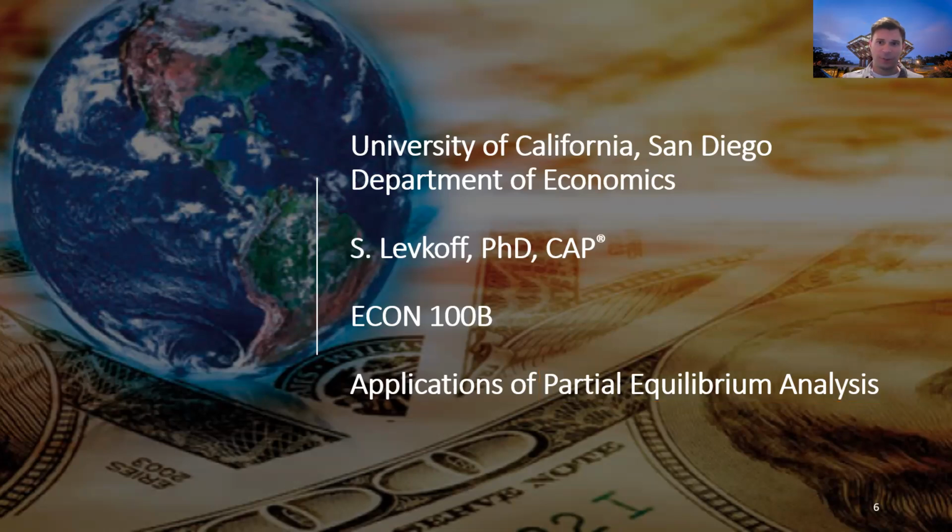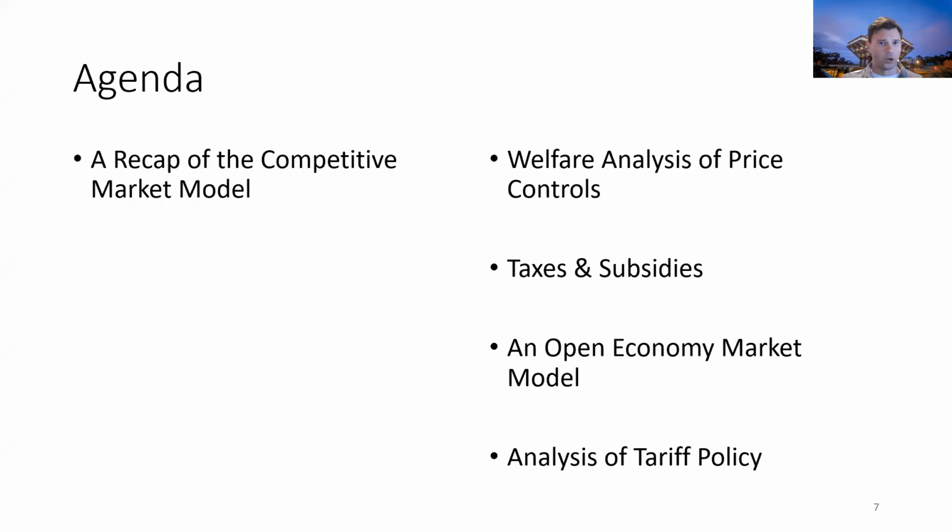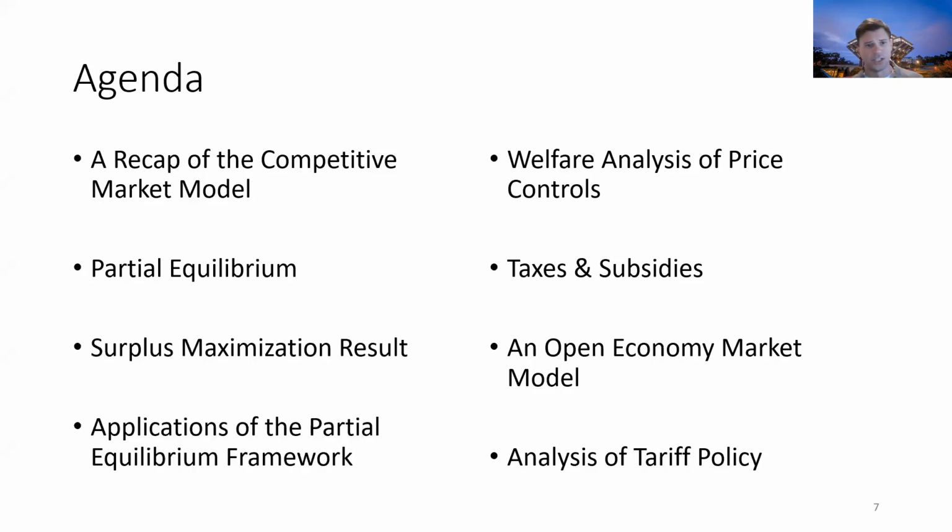So the agenda for today, we're going to take a recap of the competitive market model, make sure we're clear about the assumptions, and then jump right into revisiting this partial equilibrium framework in perfect competition. We're going to make sure we have a good idea of this surplus maximization result. This is essentially Adam Smith's invisible hand. We want to understand how this result works in the perfectly competitive framework.